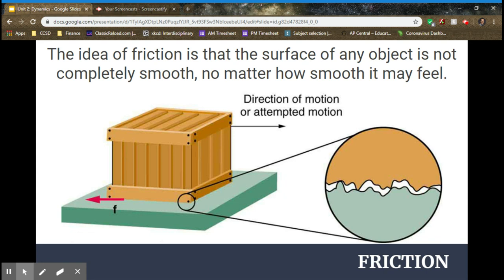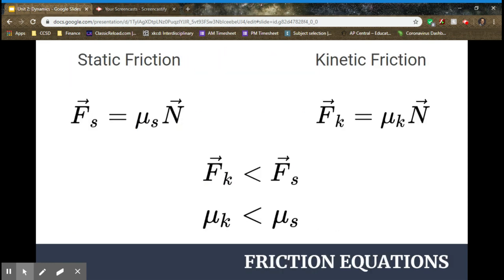Once it's moving, you're not trying to overcome the inertia anymore. You're just trying to overcome the kinetic friction. So this concept right here helps us to get an understanding of that. It's always harder to start an object. Static friction is always larger than the kinetic friction.